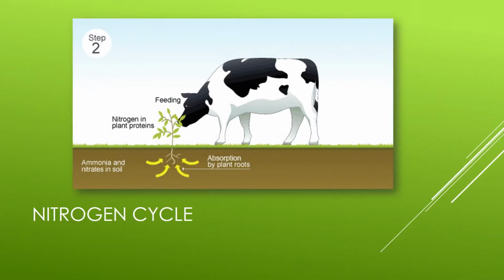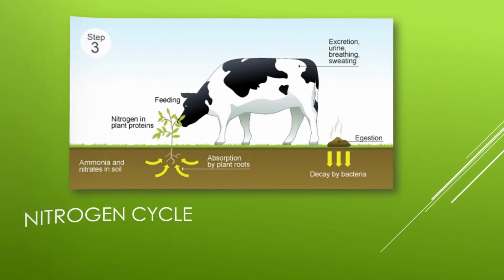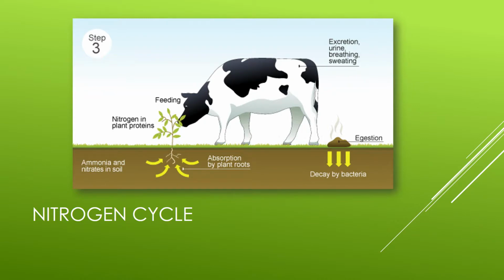Plants then absorb the nitrates through the plant roots from the soil and use these to build up their proteins. The plant may be eaten by an animal and the nitrogen compounds are passed onto the animal. Animals will return nitrogen to the soil as ammonia through their feces and their urea, which is in your urine.